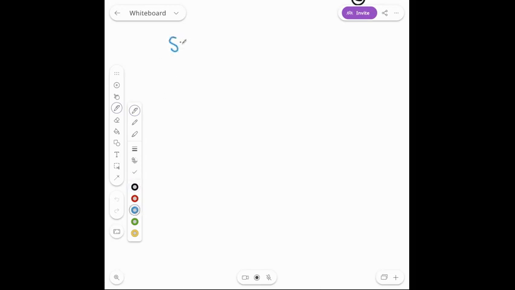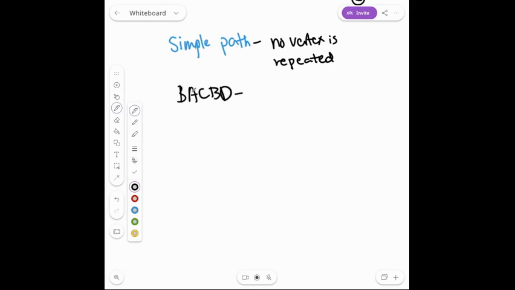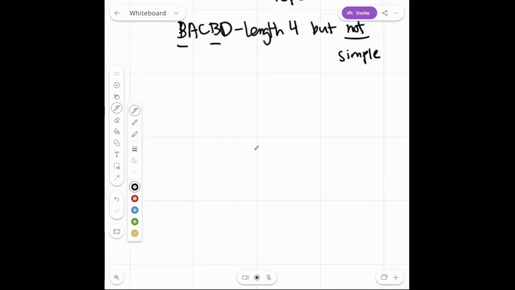Then we have a special type of path, which is the path you'll most typically be working with, which is the simple path, where no vertex is repeated. For example, you might have BACBD, which is a path of length 4, but it's not a simple path because the B is repeated. There's two B's. So the two examples above, BD and ACB, are both simple paths.